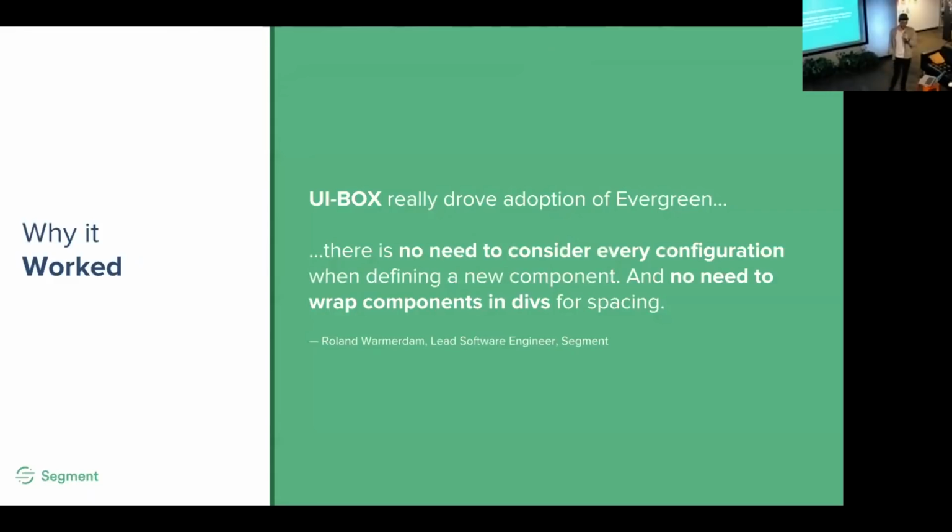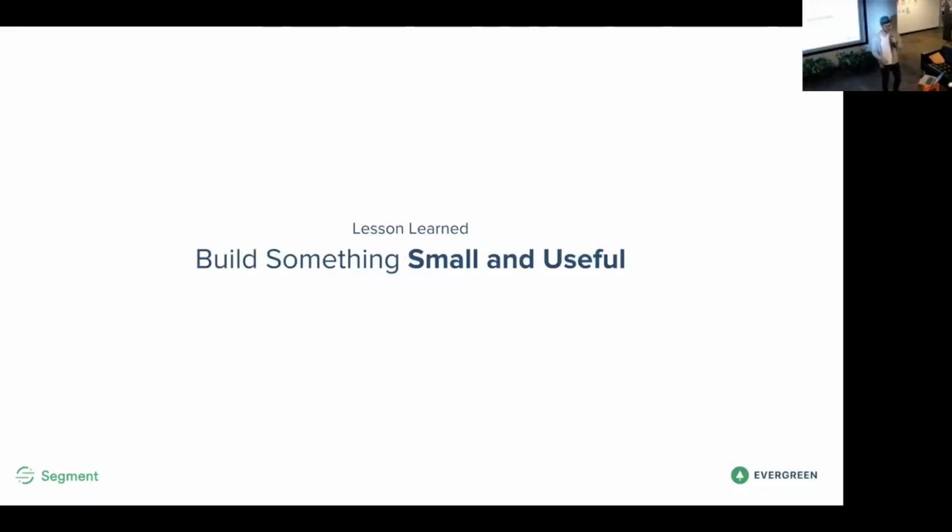So why does that work? We created something small and useful. I wanted to prototype outside of our current application, and UIBox really allowed me to prototype really fast. And what we saw is that because our library was built on that core React UI primitive, we saw a lot of adoption of Evergreen within our organization because we didn't have to define every configuration up front. So if you wanted to use a button later on, you could change it slightly. And there was no need for the wrapper components. So the lesson learned here is build something small and useful and drive adoption on that.